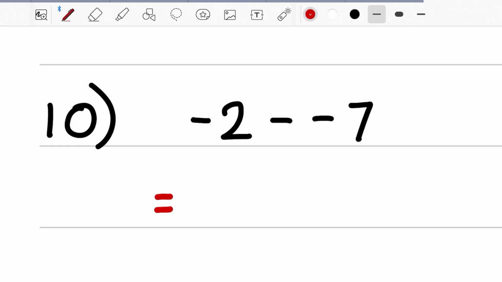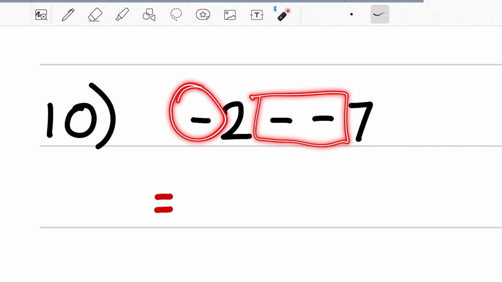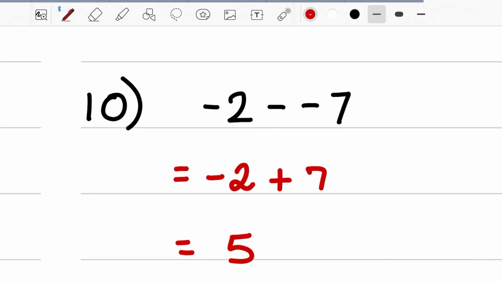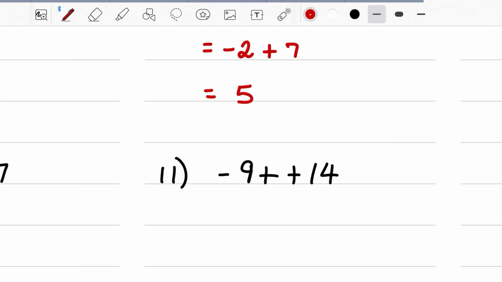Question 10, we have minus 2 minus minus 7. Again, our adjacent signs are here, right? This we do not concern ourselves with as yet. So we can write minus 2, and minus minus 7 becomes plus 7. And now we have different signs. Minus 2 is negative, 7 is positive. 7 minus 2 is 5, and the bigger number 7 is positive. So your answer is positive 5.